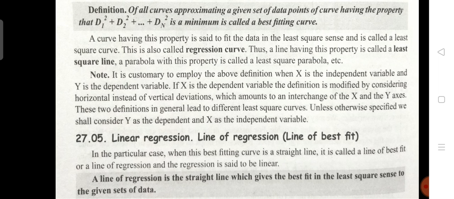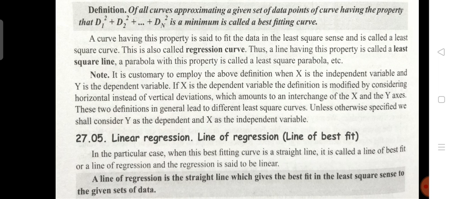And the curve having this property is said to fit the data in the least square sense, that is, the least square curve. Okay, we have just drawn that curve and the straight lines d1, d2, etc. dn, and the sum of the squares is least in this sense, then it is the least square curve, which is the regression curve.